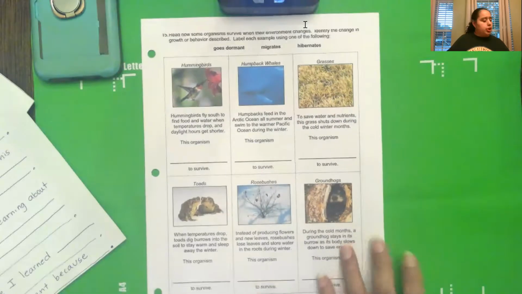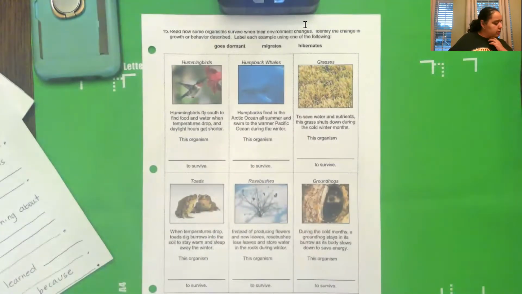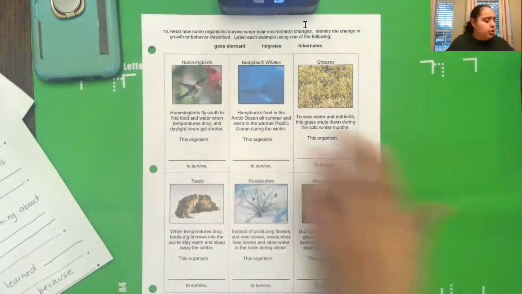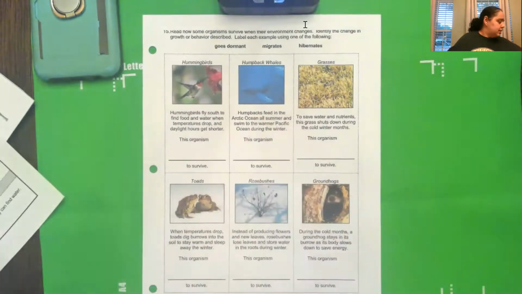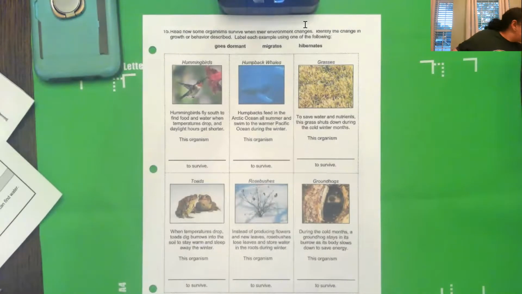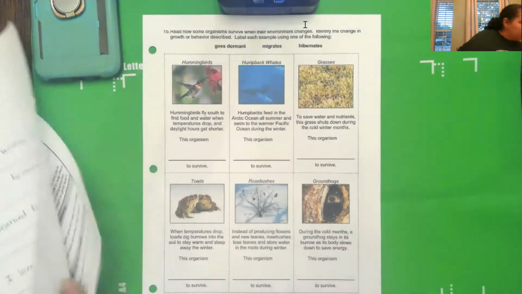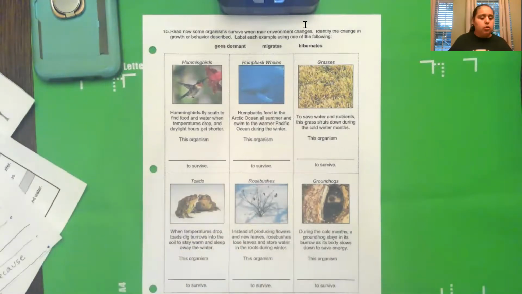Okay. So you're going to do this page. It's page 7 in your book. Okay. So your page is going to look like this. I don't think it's page 7. Okay, I'll look into it. I'll tell you the page before we leave.